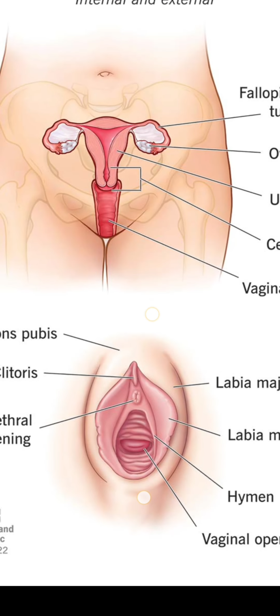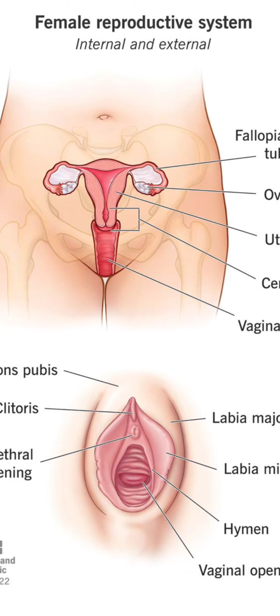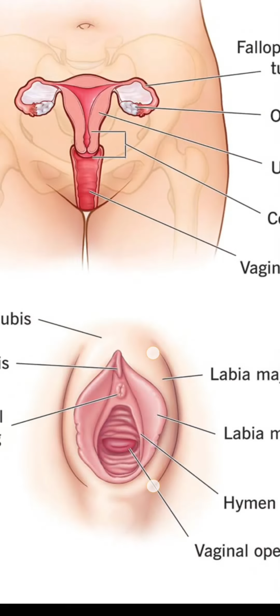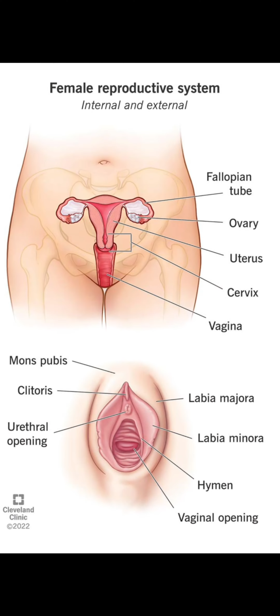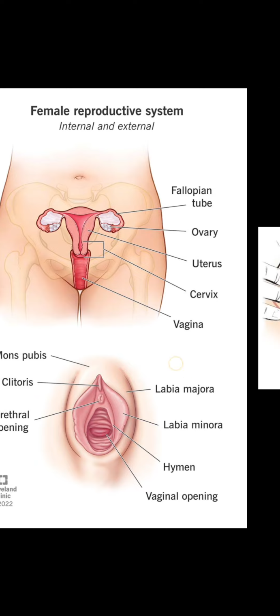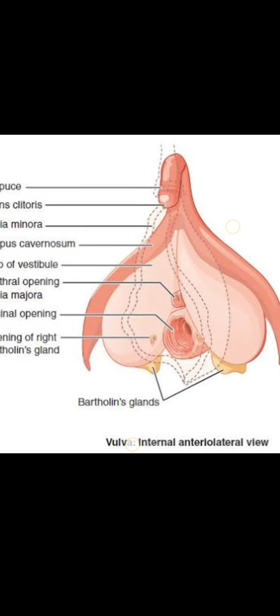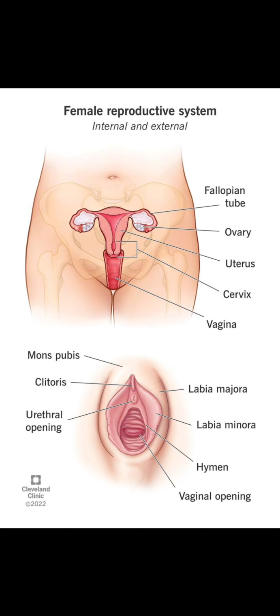The first topic which we are going to discuss today is about external reproductive organs. It consists of mons pubis, clitoris, labia majora, labia minora, and vestibule. Vestibule is this triangular part. So these are the organs which make up the external reproductive organs.